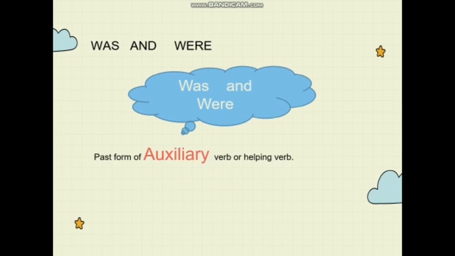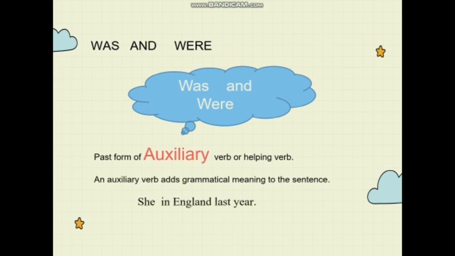Basically, the auxiliary verbs are the past form or the helping verb. They add grammatical meaning to the sentence. Let us take for example the sentence, "She in England last year." Do you think something is missing in the sentence? The sentence is not grammatically correct.